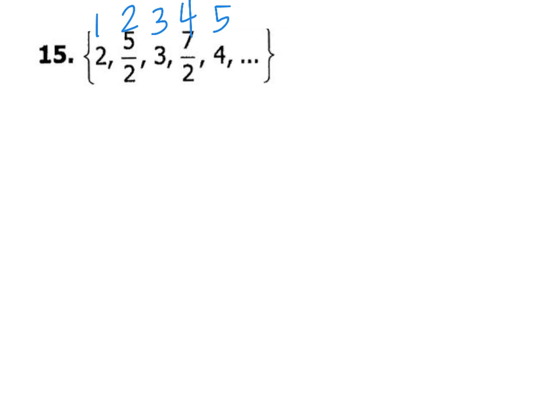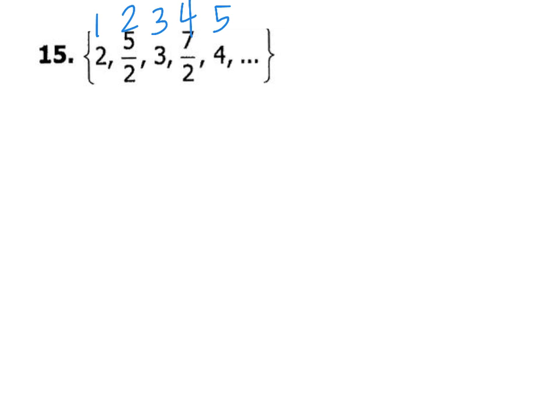So we want to think of it as a function, and we want to look for a pattern here. What is it going up by? We see we've got 2, 3, 4 here, and we've got 5 halves, 7 halves. Our first term is 2. Our second term, in order to get this, we would say n plus 3 divided by 2 gives us this.